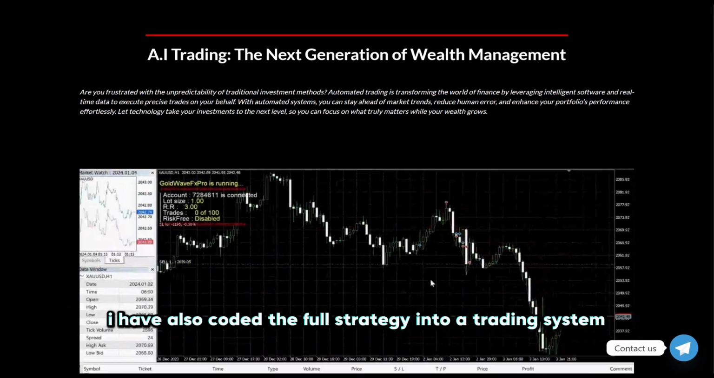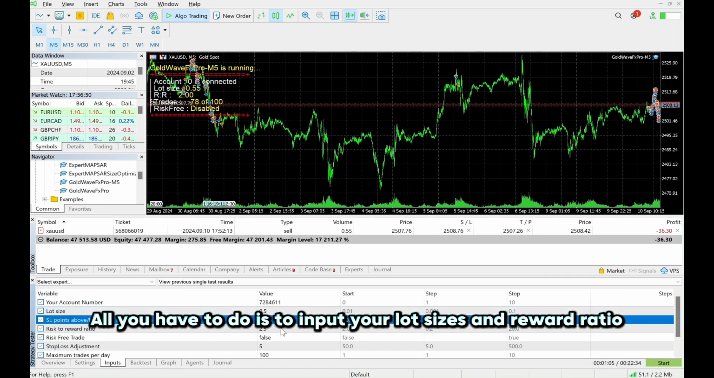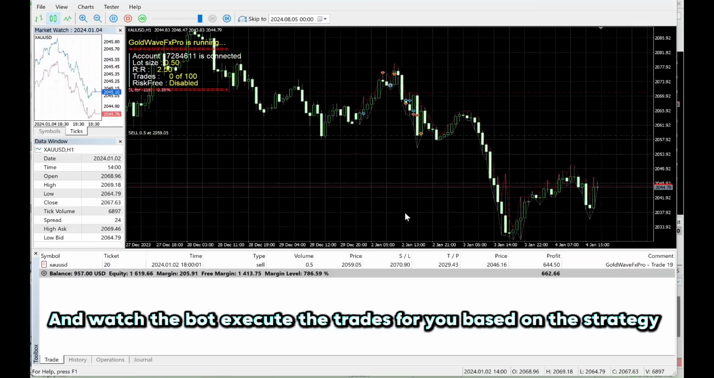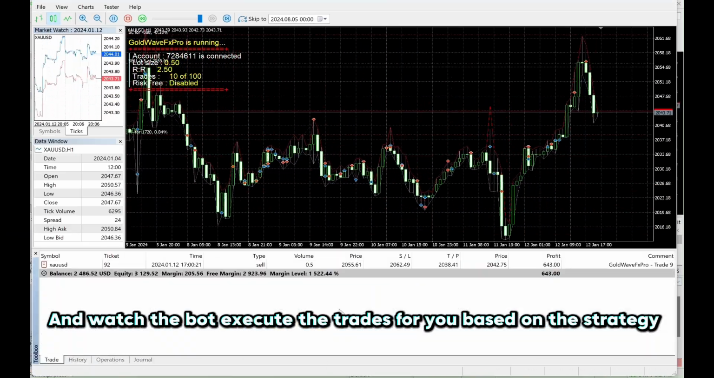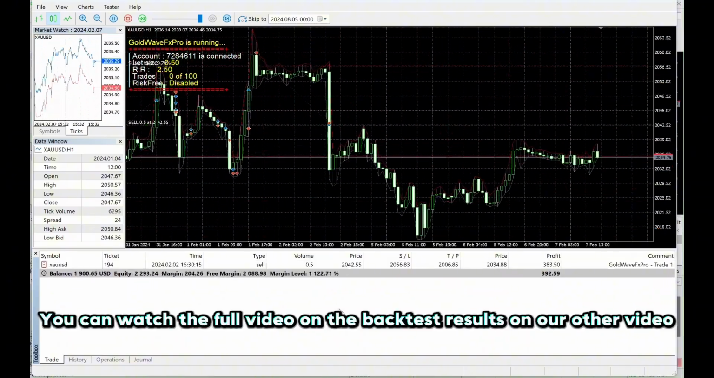I have also coded the full strategy into a trading system. All you have to do is to input your lot sizes and reward ratio, and watch the bot execute the trades for you based on the strategy. You can watch the full video on the backtest results on our other video.